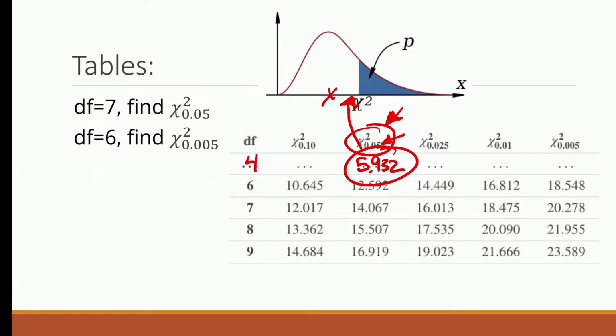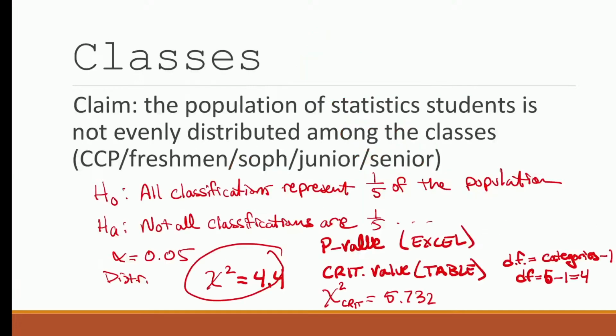So if it's bigger than the critical value, then you reject the null hypothesis. If it's smaller, you don't. So I fail to reject the null hypothesis, and I say that there is not enough evidence to suggest that the population of statistics students is not evenly distributed among the classes, or something to that effect. So remember, it's always the same. You always say that there's not enough evidence for the alternative when you fail to reject the null hypothesis.